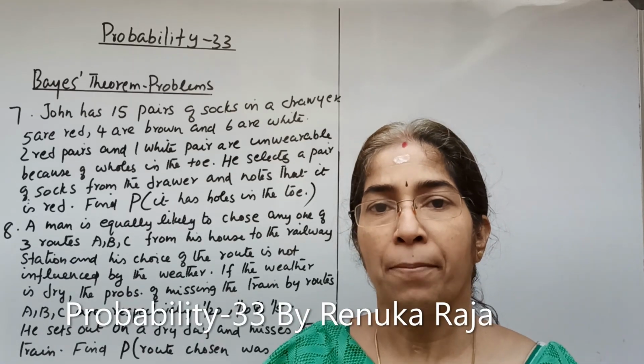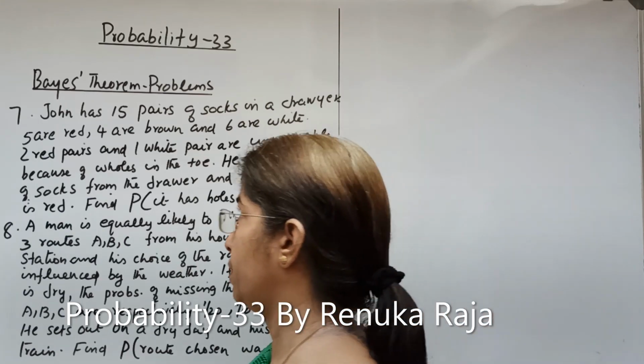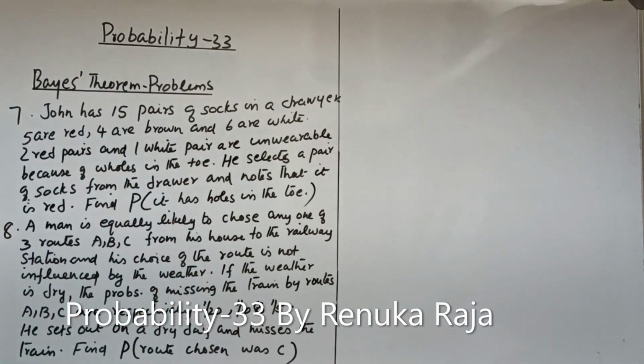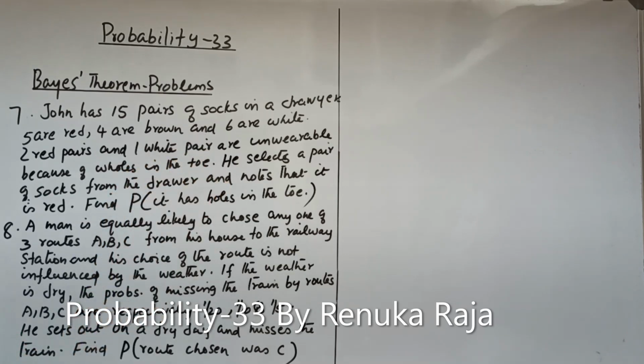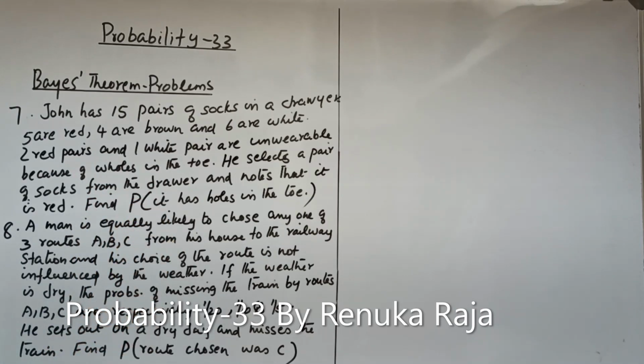We are doing problems on Bayes theorem of probability. Okay, let us consider a problem now. John has 15 pairs of socks in a drawer, of which 5 are red, 4 are brown and 6 are white. 2 red pairs and 1 white pair are unwearable because of holes in the toe. He selects a pair of socks from the drawer and notes that it is red.